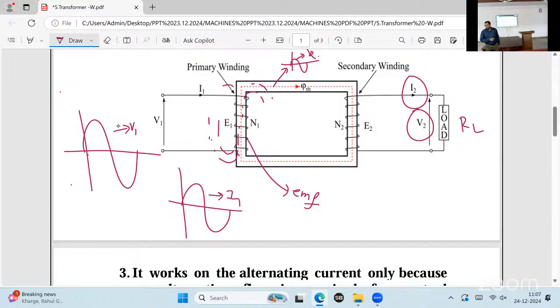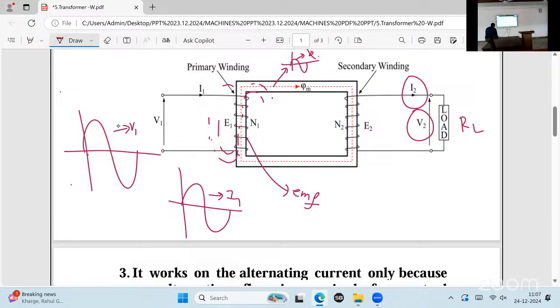Draw this diagram. How many marks will you get? 5 marks. 5 to 10 marks, depending upon the question paper. Clear? Second question: derive the EMF equation of a transformer.